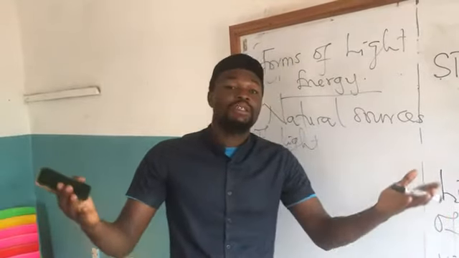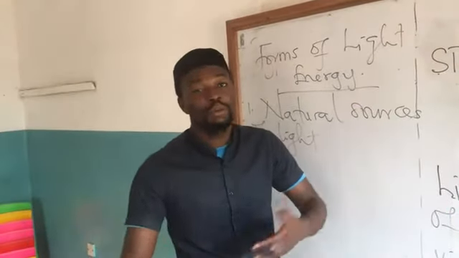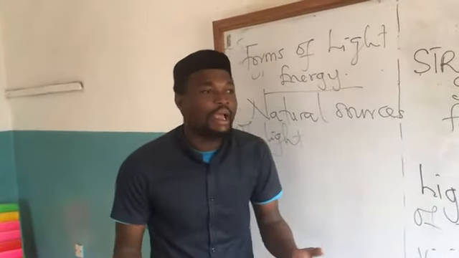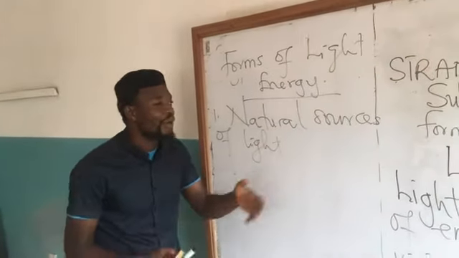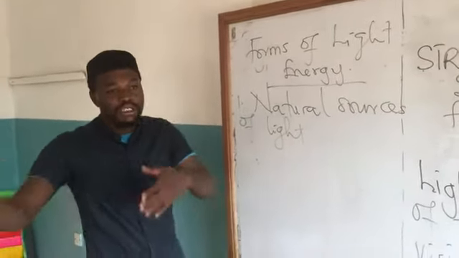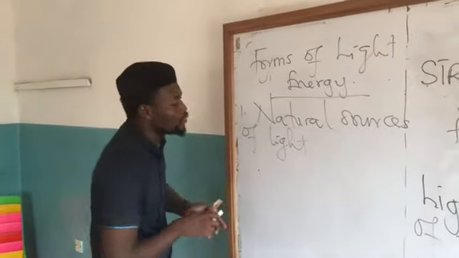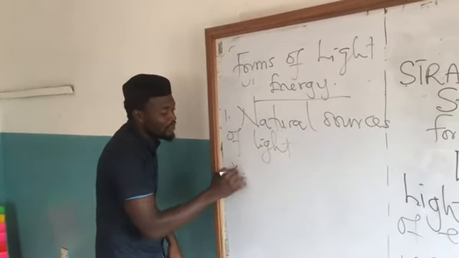A lot of you will still cry when the light goes out and you cannot see your parents. But with the invention of light, we are able to see them. So we have the natural sources. The natural sources of light, it includes what?